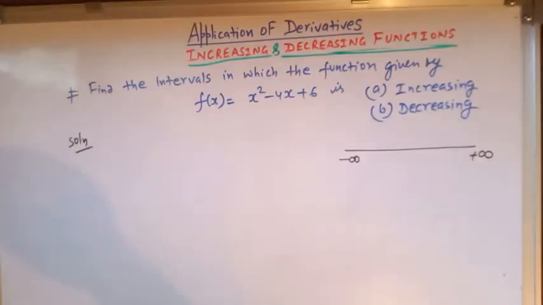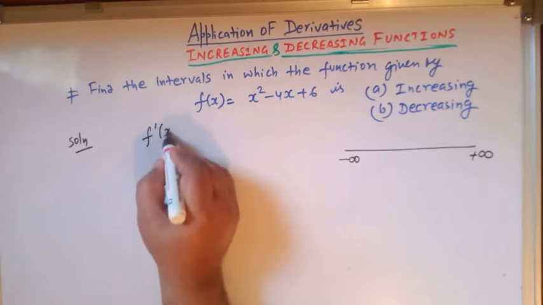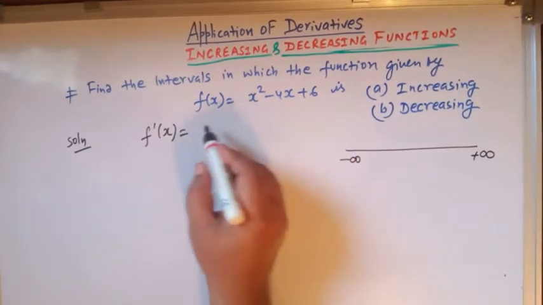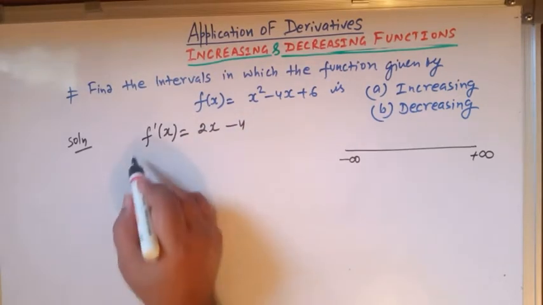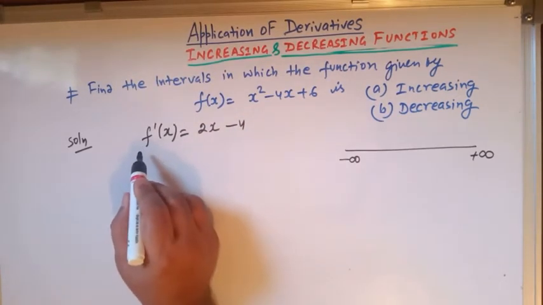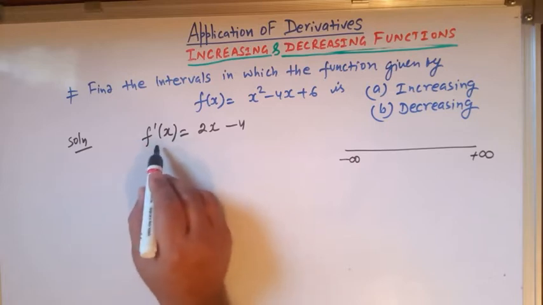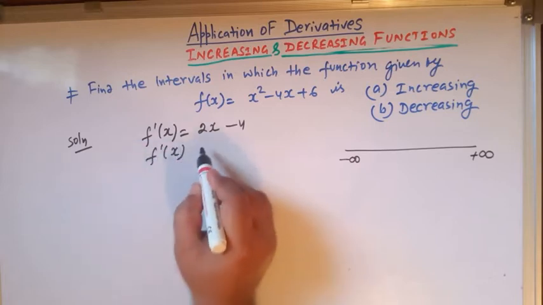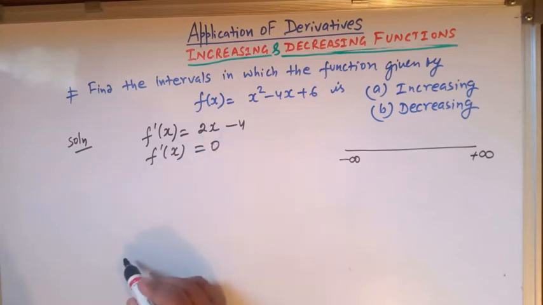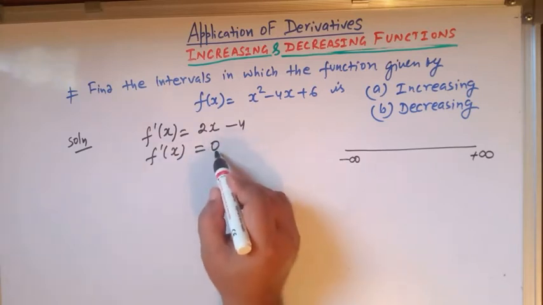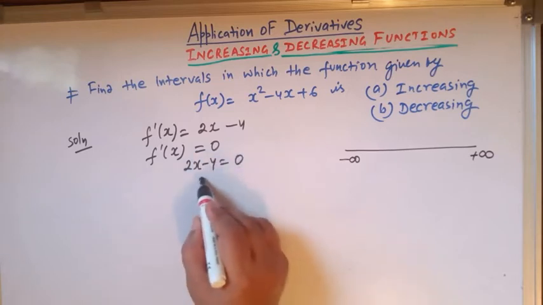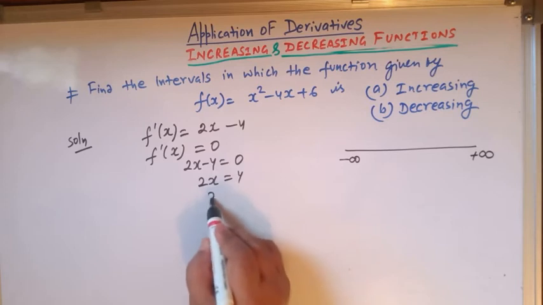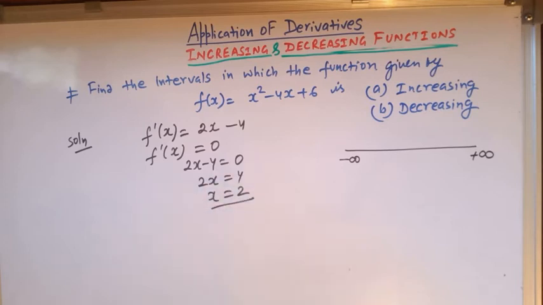Clear? So let us find the derivative of f. So the derivative of f is 2x minus 4. Clear? Now for turning points or the critical points, we set the derivative equal to 0. So 2x minus 4 is equal to 0. So we have 2x equal to 4. So x is 2. Clear? The value of x is equal to 2.